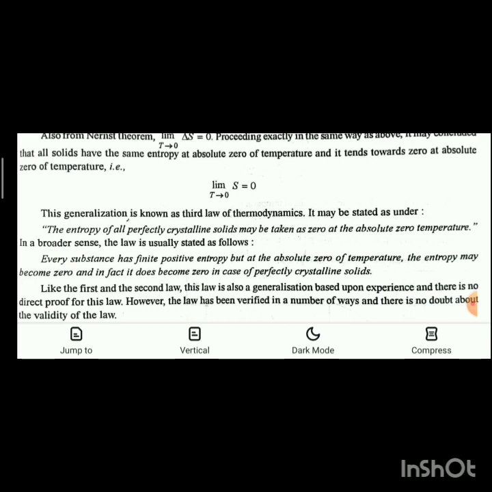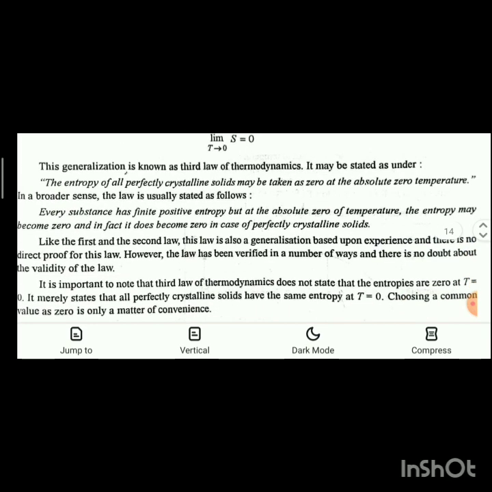It may be stated as under. The entropy of all perfectly crystalline solids may be taken as 0 at the absolute zero temperature. In a broader sense, the law is usually stated as follows. Every substance has finite positive entropy, but at the absolute zero of temperature, the entropy may become 0, and in fact it does become 0 in the case of a perfectly crystalline solid.